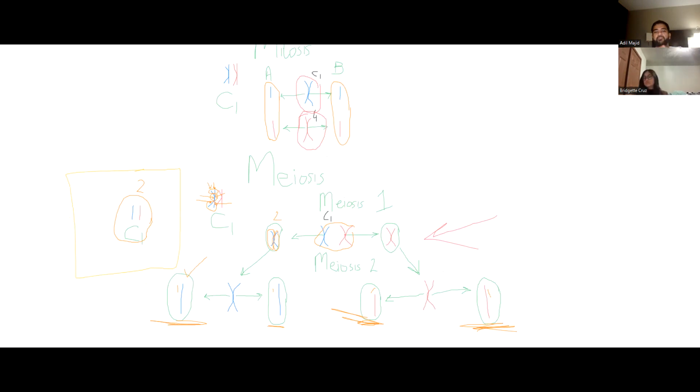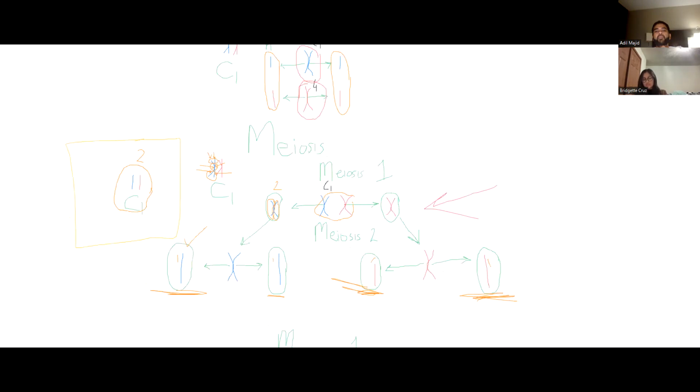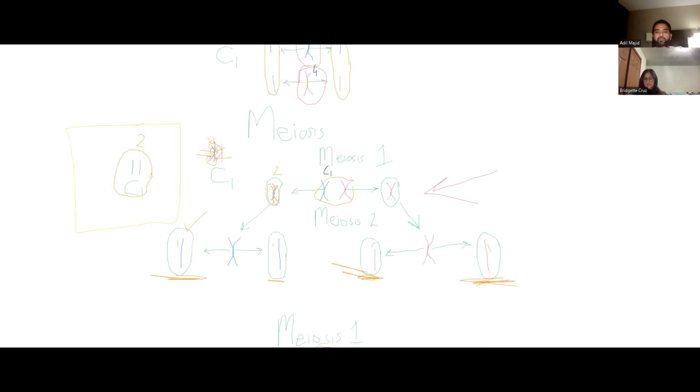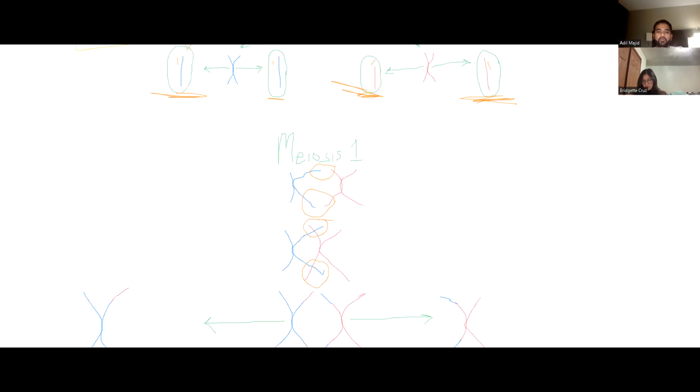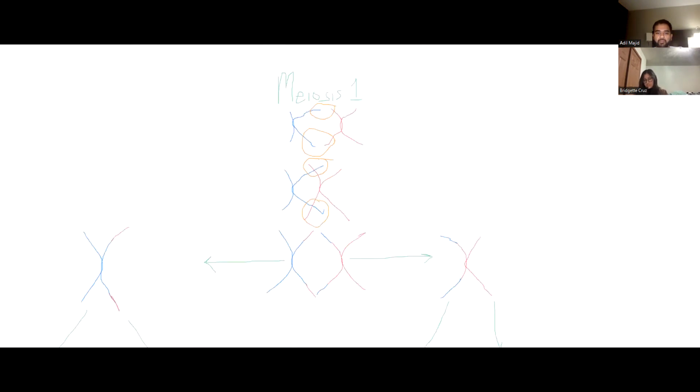Does that make sense? Yeah. Now, meiosis 2 is important because that's what gets your haploid number. But what makes meiosis 1 really important is that that's how we get genetic variation, because that's where this crossing over phenomenon happens, in meiosis 1.